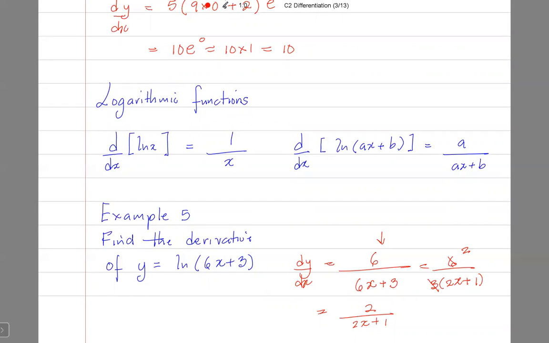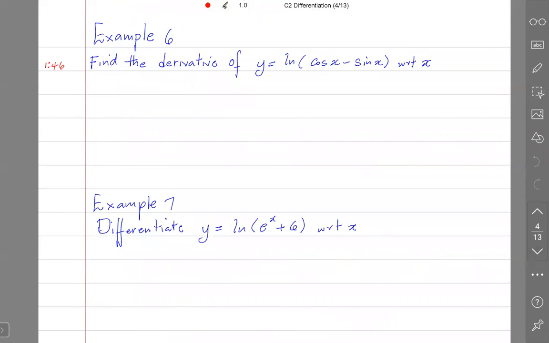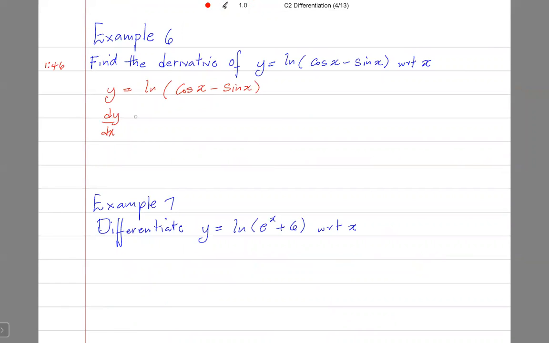All right, turning the page. This says, 6 says, find the derivative of y equals that. So y is equal to ln of cos x minus sine x. So this is a composite function, and the inside function is cos x minus sine x. dy by dx, when you differentiate ln x, you get 1 over x. So this is 1 over cos x minus sine x.